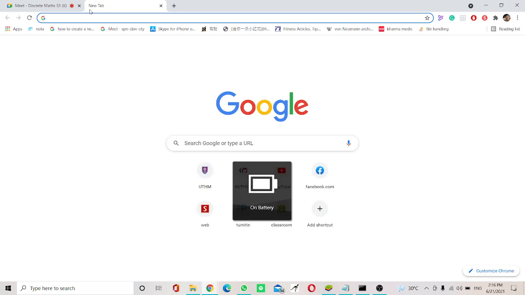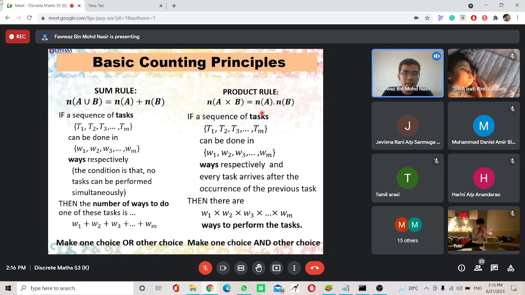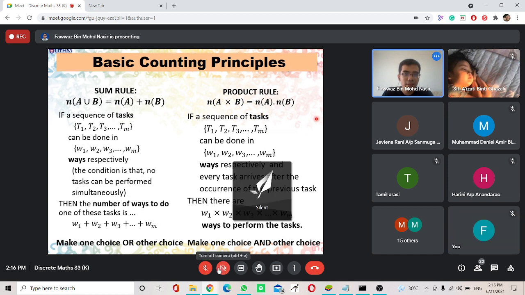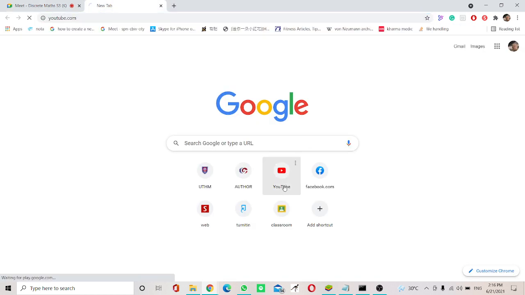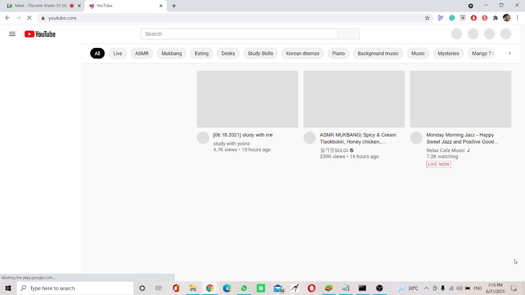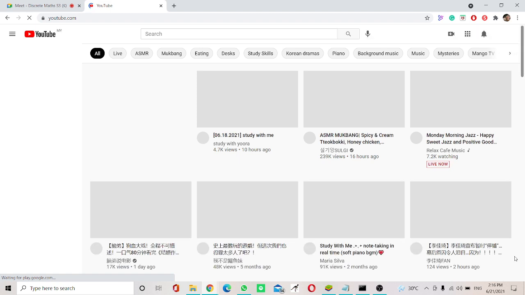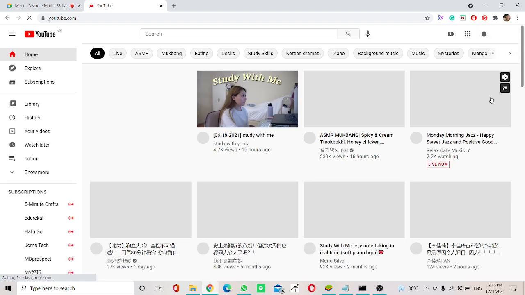Okay, kemudian the second principle, the product rule. So sama juga ketika kita ada two sets A and B. So the product rule is basically the cardinality of A times the cardinality of B. So if a sequence of tasks T1, T2, T3 to Tm can be done in W1, W2, W3 to Wm ways respectively, and every task arrives after the occurrence of the previous task, then there are W1 times W2 times W3 times Wm ways from the task.